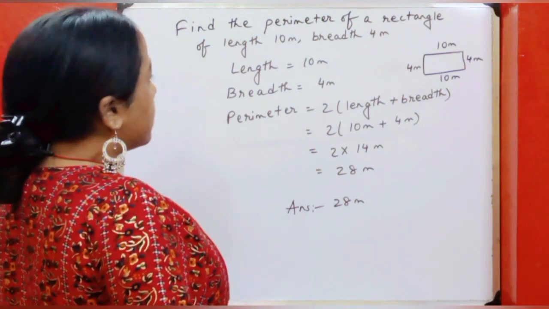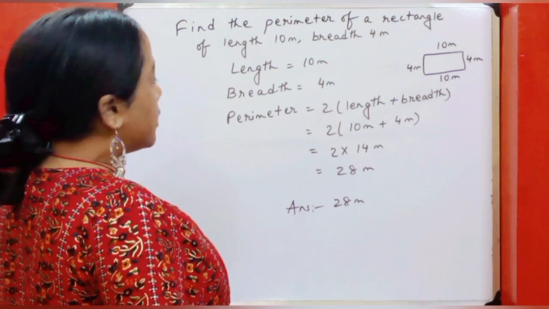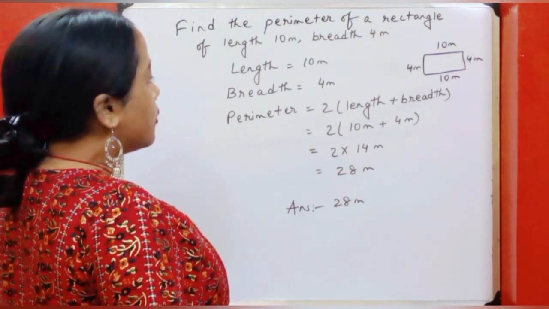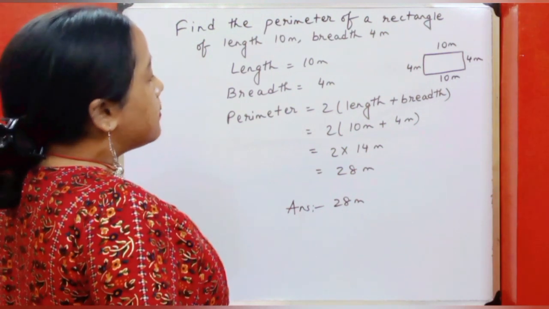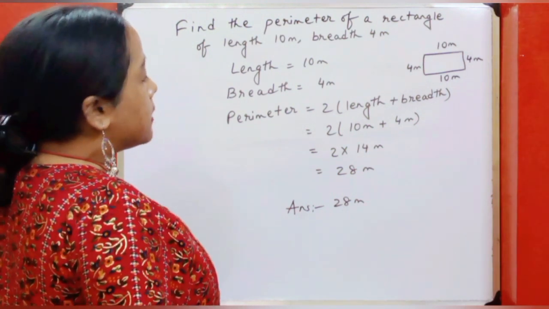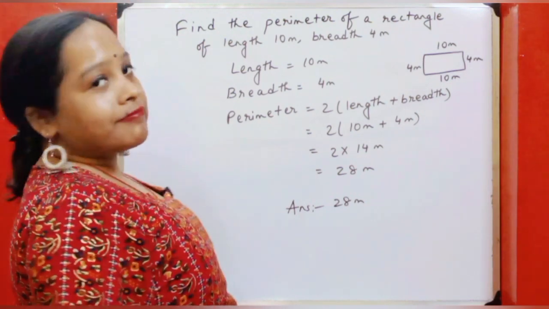Find the perimeter of a rectangle of length 10 meter, breadth 4 meter. Length 10 meter, breadth 4 meter. Therefore, perimeter is equal to 2 multiplied by length plus breadth is equal to 2 multiplied by 10 meter plus 4 meter, 2 multiplied by 14 meter, 28 meter. So, answer 28 meter.